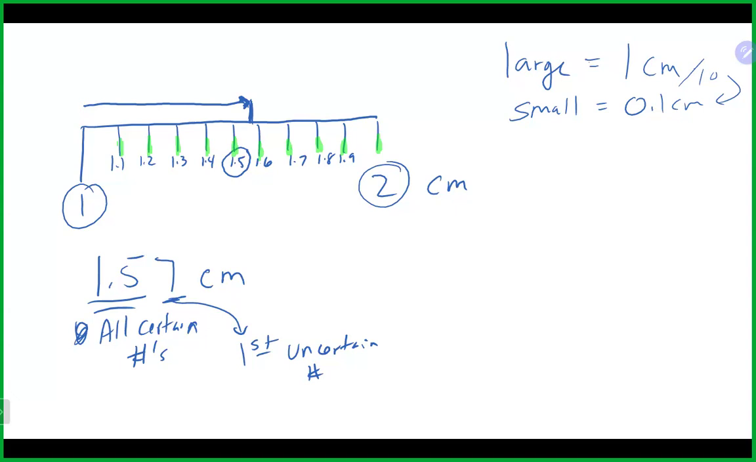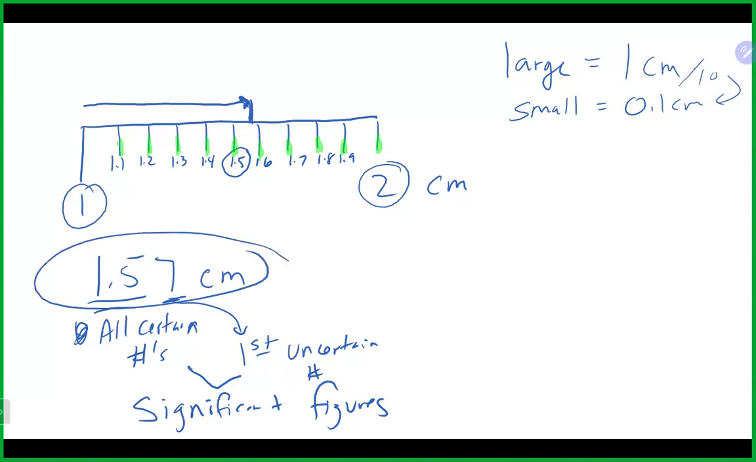Now, when you take a measurement, you should always record all the numbers plus the first uncertain number. And when you do that in a measurement, that is what we like to call our friends, significant figures. So significant figures is in a measurement where you record all the certain numbers plus the very first uncertain number, which means, by the way, this number has 3 significant figures in this case.